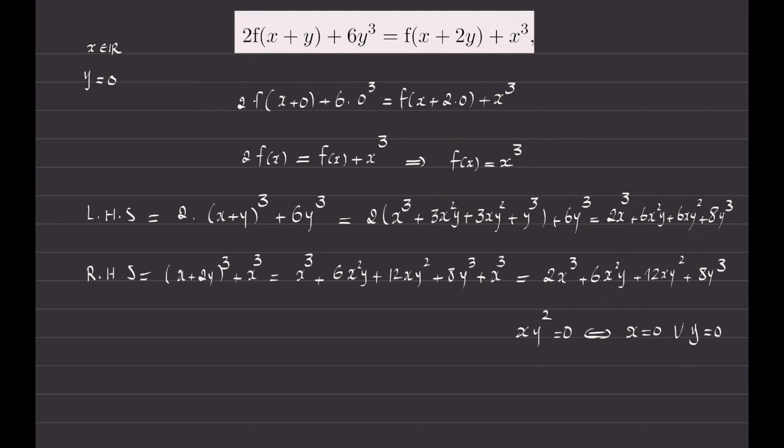So if the left-hand side and the right-hand side are supposed to be equal, x should be 0 and y should be 0. So it is not the case that it is working for all possible choices of x and y. On the one hand, this is the only candidate for the solution to this functional equation. On the other hand, it is not acceptable. So there are no solutions to this functional equation. And that is the answer to the problem.